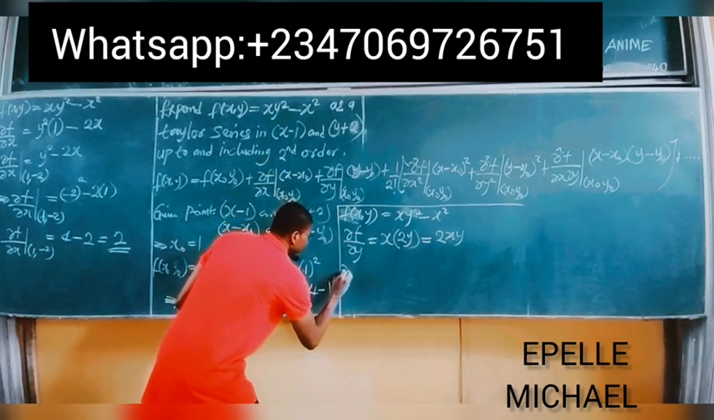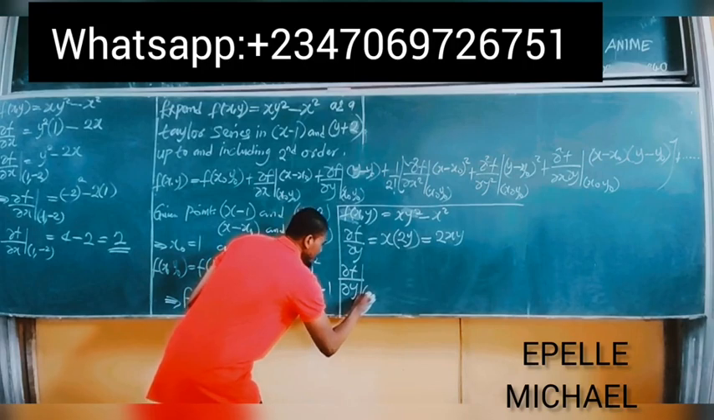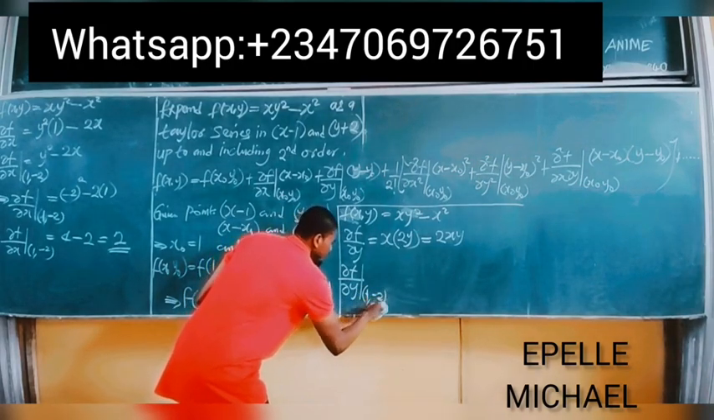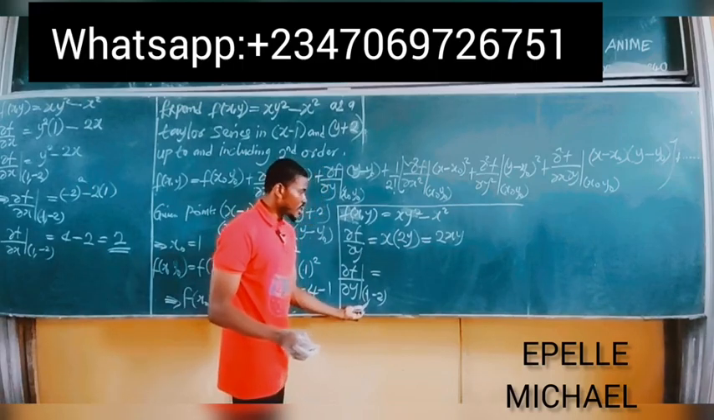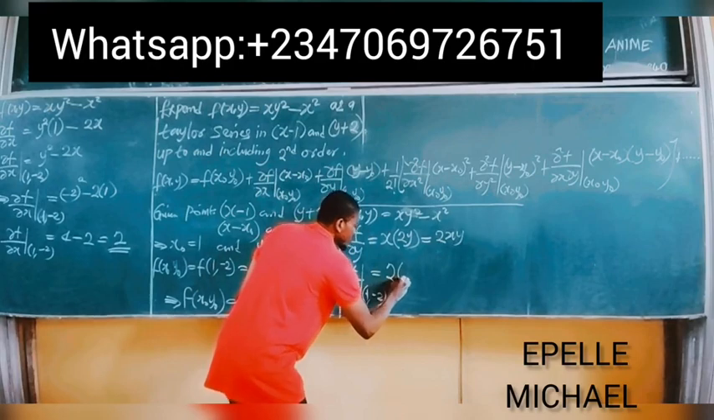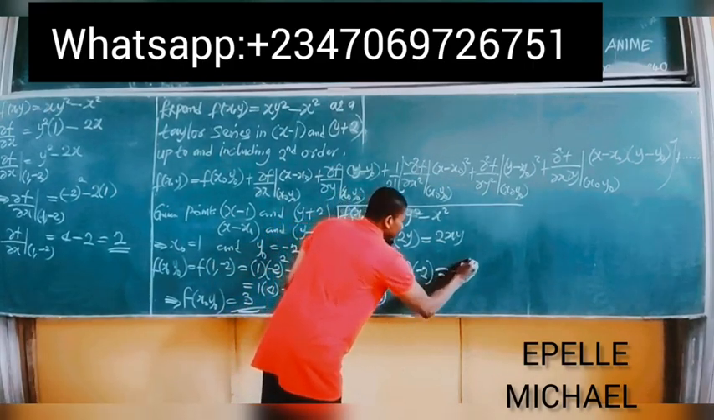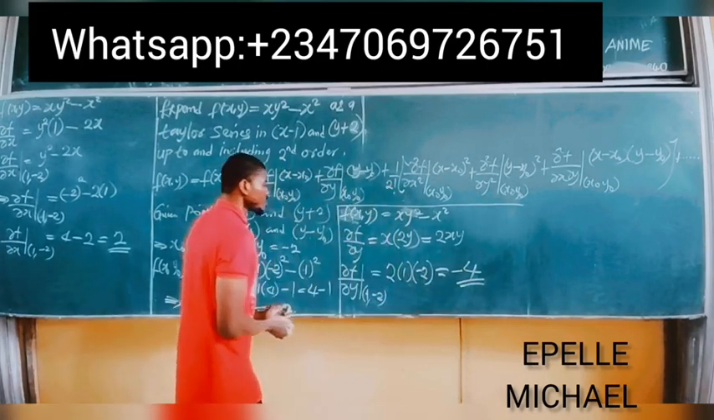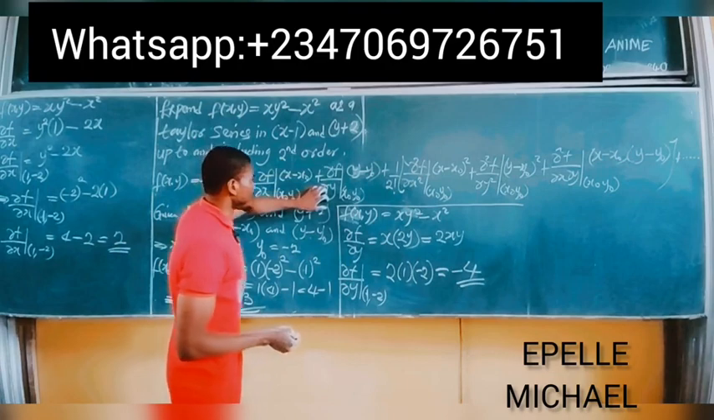So you find the value of this partial derivative at the given point, which is 1 and minus 2. This is now equal to, wherever you see x, put 1, and wherever you see y, put minus 2. So you simply have here 2 into x is 1, y is minus 2, and this is actually minus 4. So we'll have that part of the series solved. Partial f, partial y have been solved.